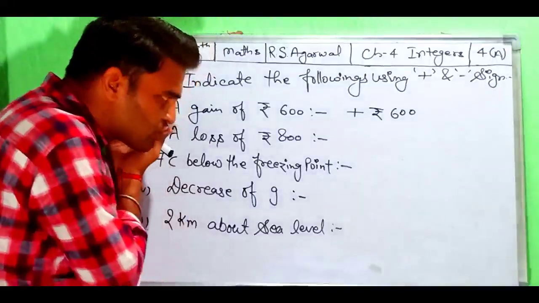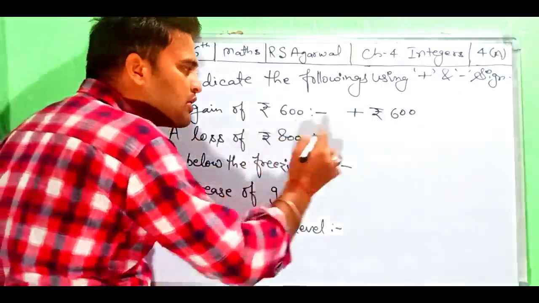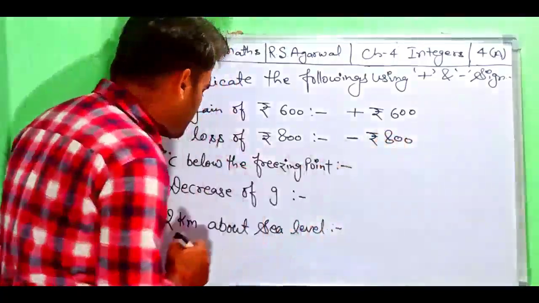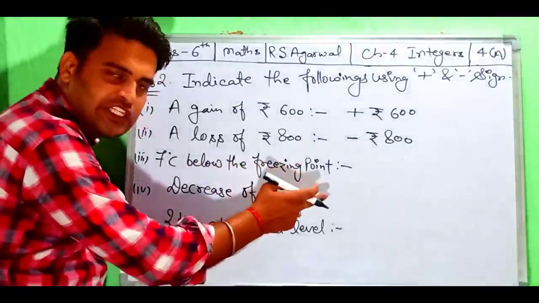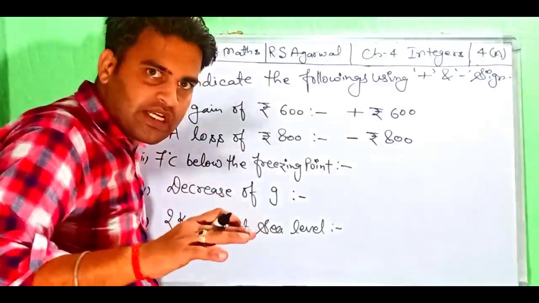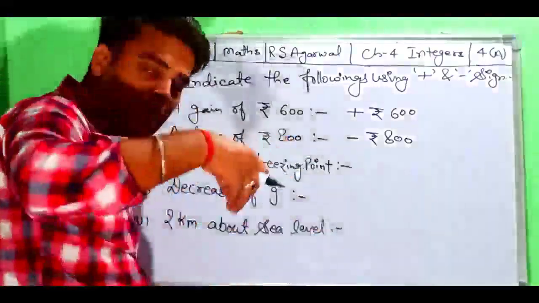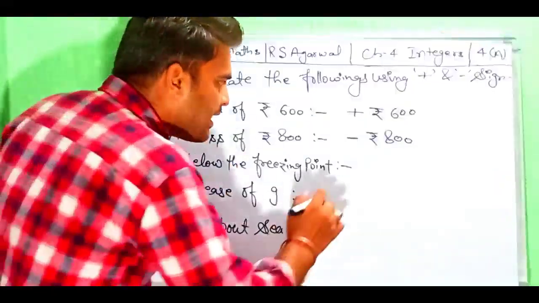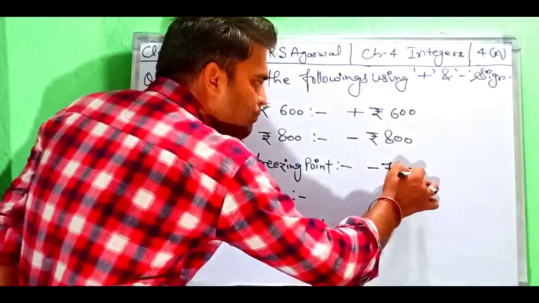Look at a loss of rupees 800. For the loss we use the minus sign: minus rupees 800. Move to the next, 7 degree below the freezing point. Freezing point is 0 degree Celsius. If we want to go to the below side, then we will have to choose the minus sign. So minus 7 degree Celsius.